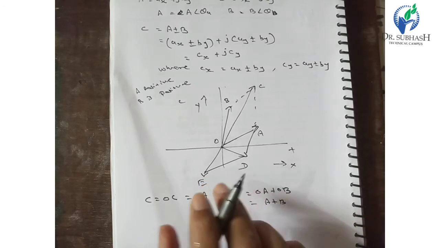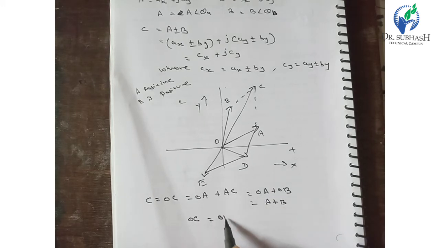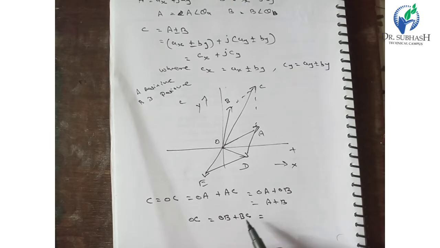By using all these quantities, we write the value of OC is equal to OB plus BC, but OB plus BC is also equal to OB plus OA.